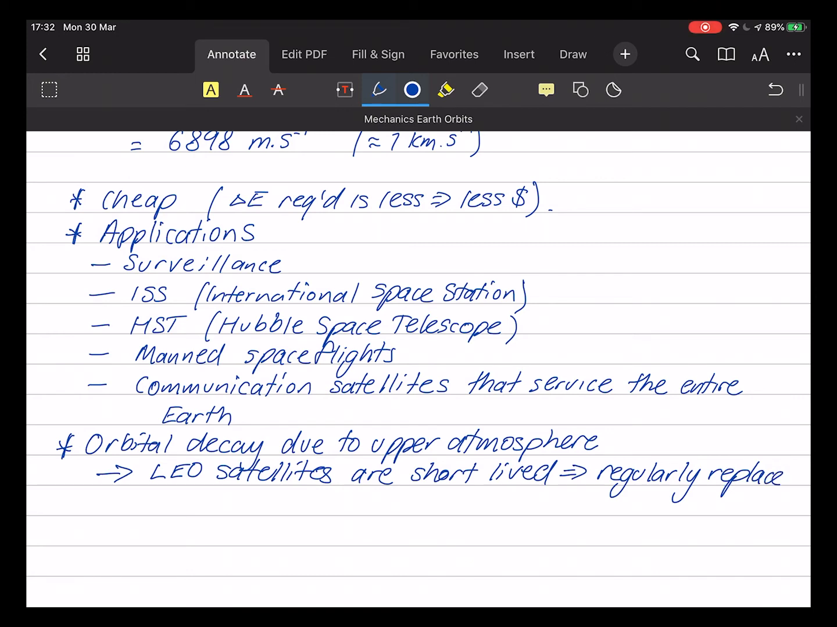I shouldn't write so close to the edge of the page.